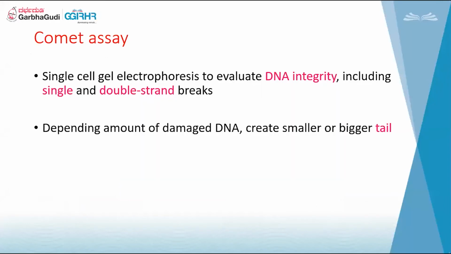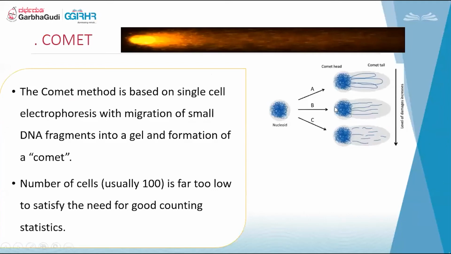Next, the COMET assay, in which gel electrophoresis is used. Again, these are all very costly methods. If a patient obviously has so much of a problem, something is wrong, then they go to these high-end methods. Otherwise, they only do the other methods. Single cell gel electrophoresis evaluates DNA integrity, including single and double stranded breaks. Here they get to know whether there is a single stranded or double stranded break in the COMET assay. Depending on the amount of DNA damage, there is a small tail or a bigger tail. If there is big DNA fragmentation, the tail will be long. Otherwise, it is small.